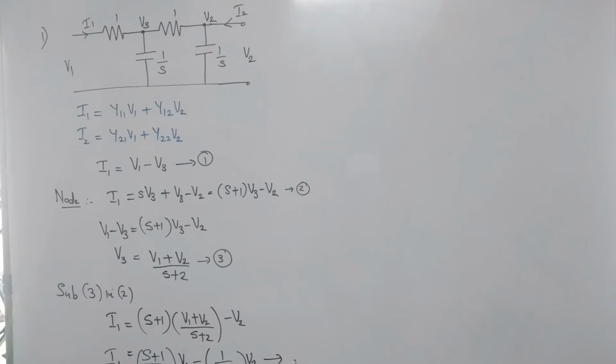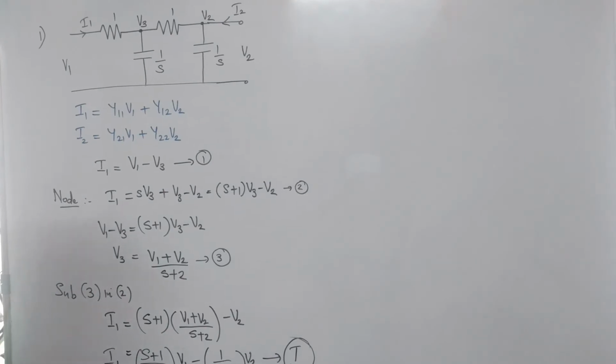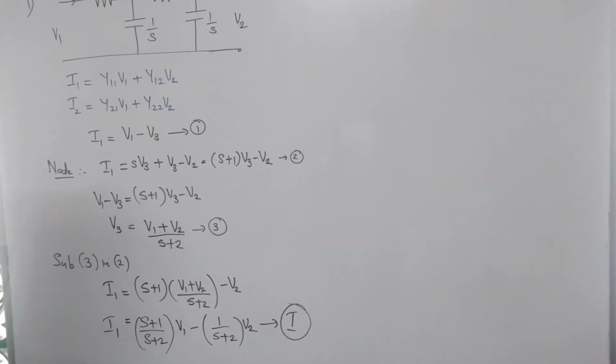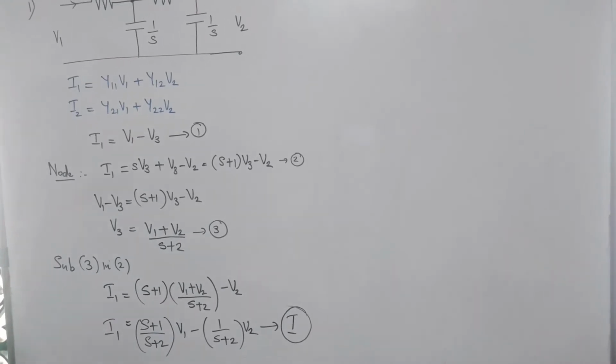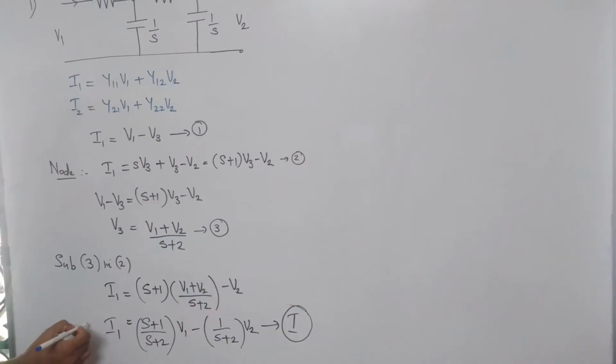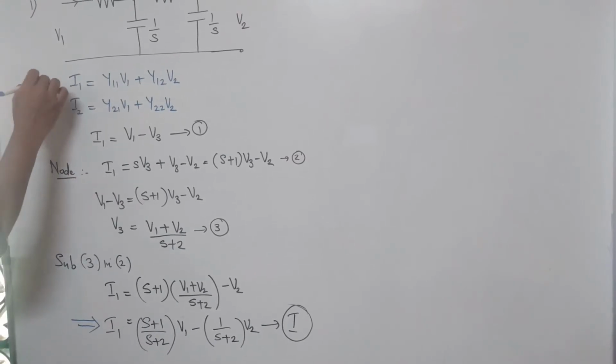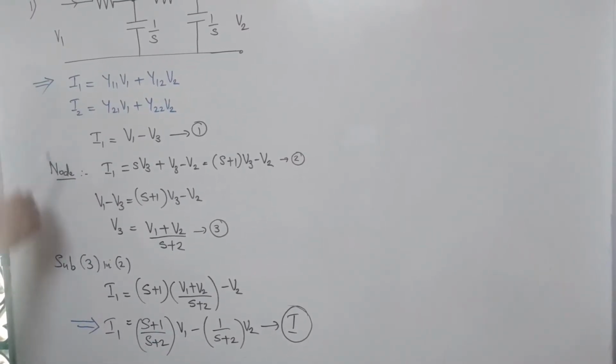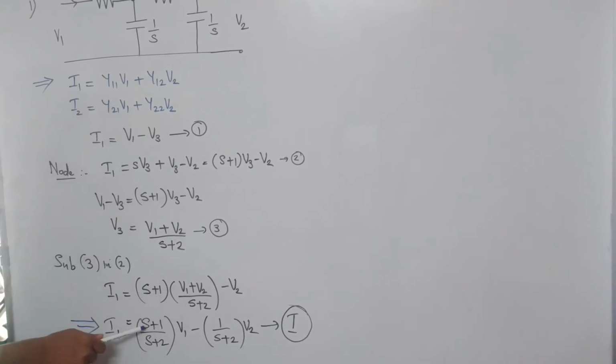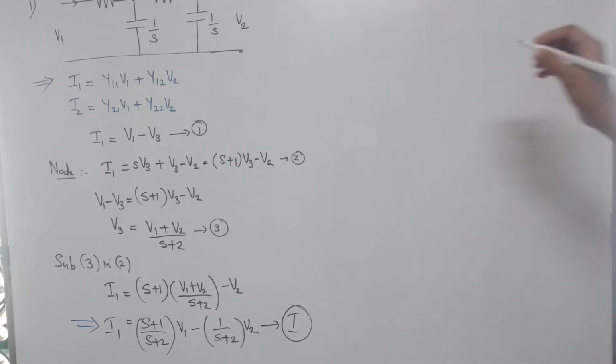Now this is in the standard form. We can compare this equation with the standard describing equation, and on comparison we get that y11 is equal to S plus 1 by S plus 2 and y12 will be minus 1 by S plus 2. Now similarly we can write the equation for node 2.